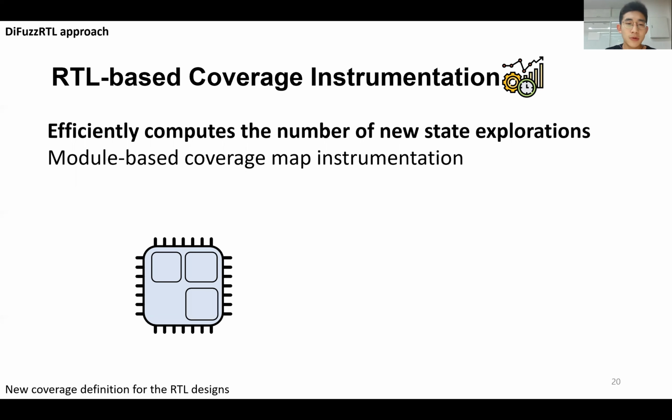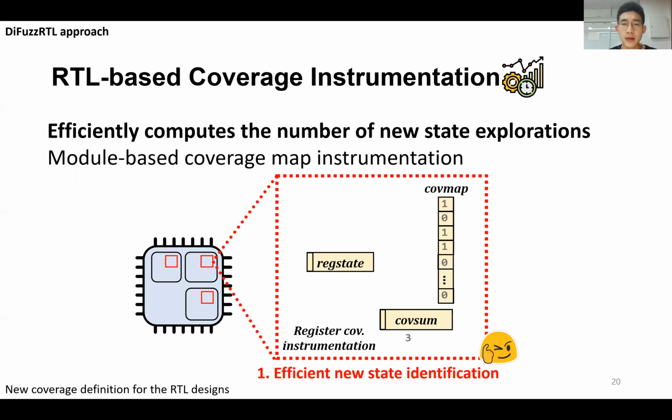For example, given an RTL design with 3 modules like this, we instrument all the modules with 3 components: leg state, cov map, and cov sum. As I mentioned, leg state monitors all the control registers, and cov map remembers all the explored states. Then we summarize the number of new state explorations into the cov sum register. We instrument all the control registers so that their values are hashed into the leg state every cycle. Thus, leg state represents the current state.